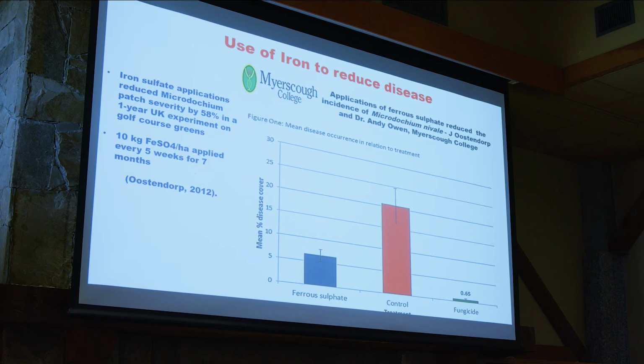Iron, who uses iron through the autumn winter here much? Commonly used at home, for generations in fact. Sulfate of iron has been found to reduce Microdochium. You can see it here. This was done at Myerscough College in the UK. Untreated control, fungicide when they had it. But ferrous sulfate applied at 10 kilos every 5 weeks through the autumn winter. Good reduction just from plain iron.